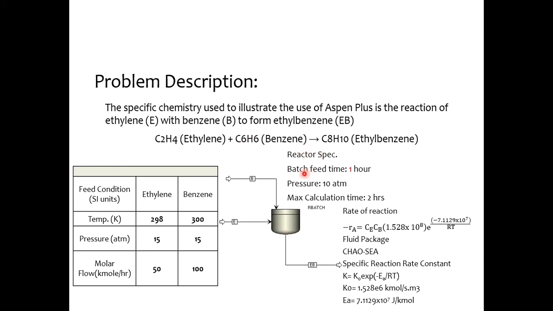Then in the reactor specification, the batch feed time is 1 hour, which is this one. The pressure of this reactor is 10 atm. The maximum calculation time is 2 hours. So this is the information which we will be using while giving the values.